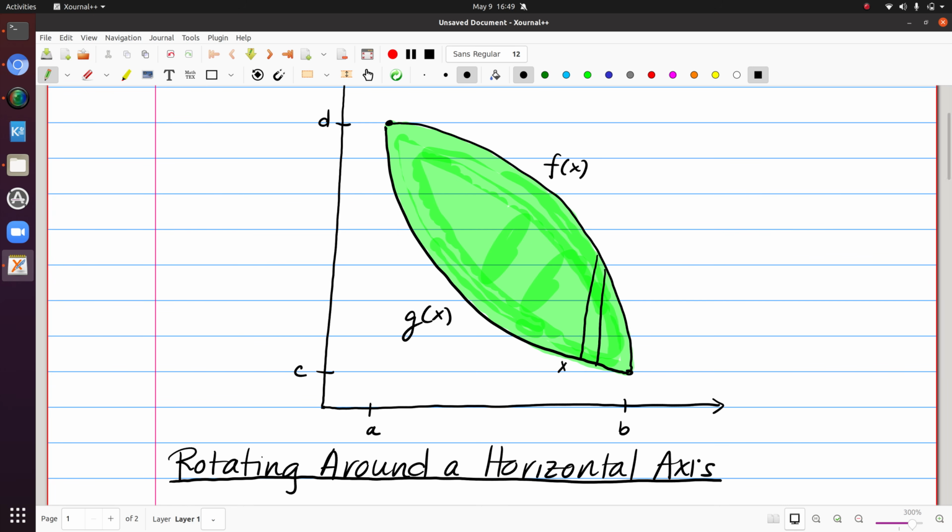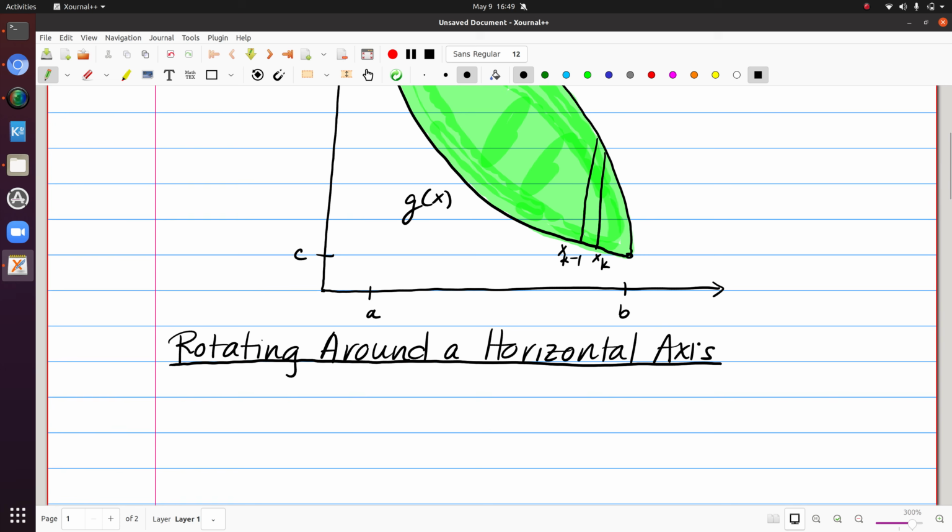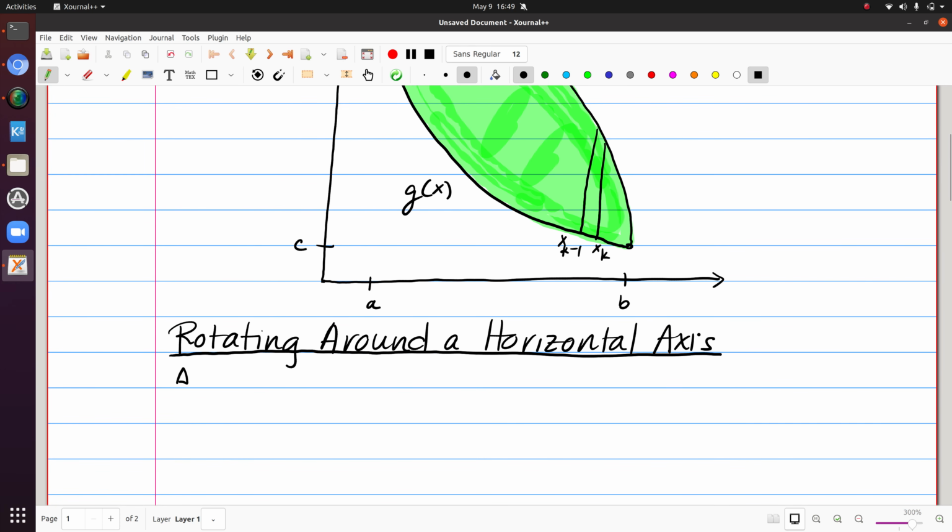So this could be x sub k minus 1, this could be x sub k, and we could think of here what would happen. We can again define delta x to be the length of our interval divided by n, and x sub k to be a plus k delta x. Same kind of setup we've had before. Now, what I want to think of is what would happen to this slice. So let's assume that I fit a right-hand scheme here, and we can make it almost a rectangle.